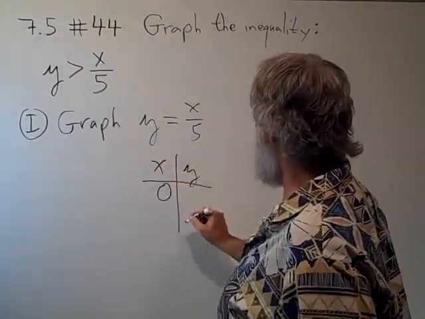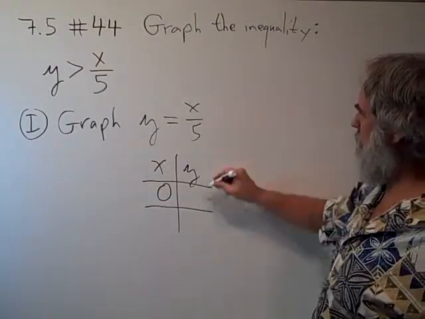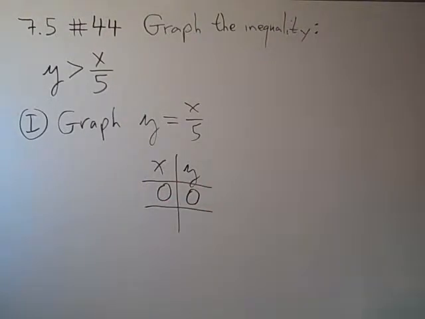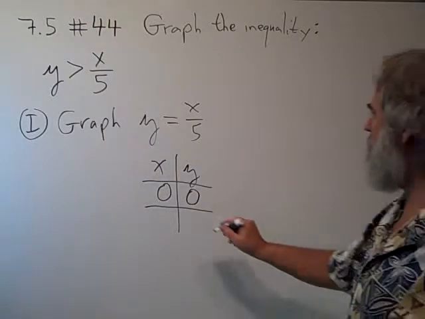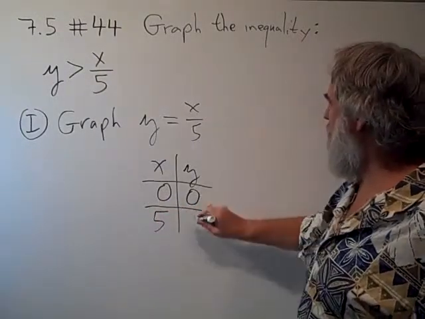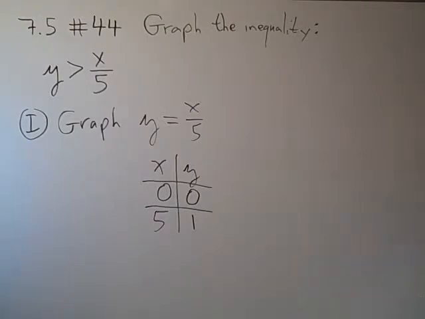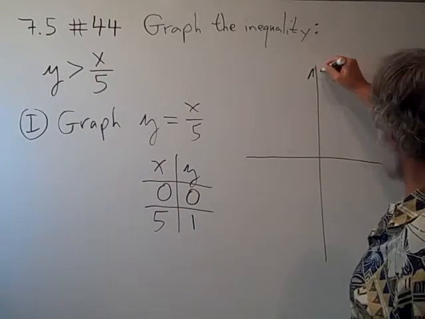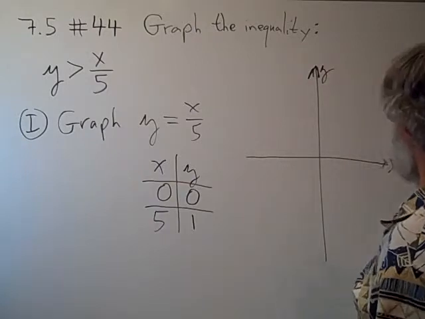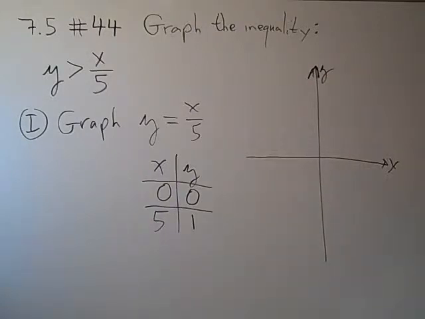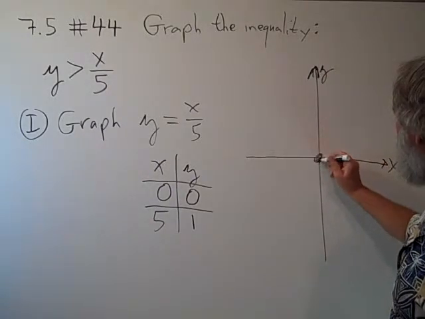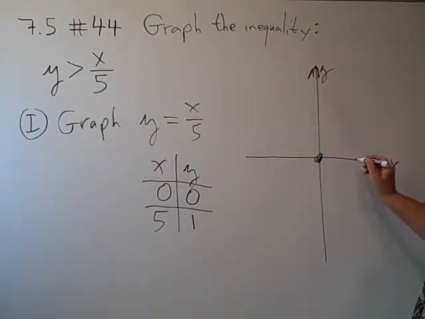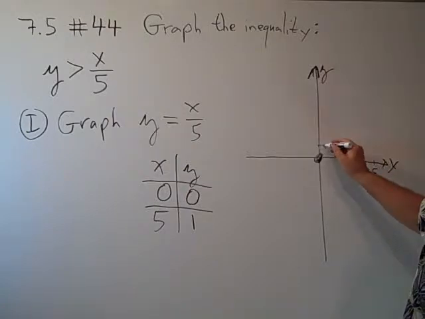And if x is 0, then 0 divided by 5 is 0, so y is also 0. On the other hand, if x equals 5, then 5 divided by 5 is equal to 1. And we have the 2 points we need to graph this line. Here's my x and y axes. Zero, 0 is the point right here. And 5, 1 means we go over 1, 2, 3, 4, 5, and up 1.